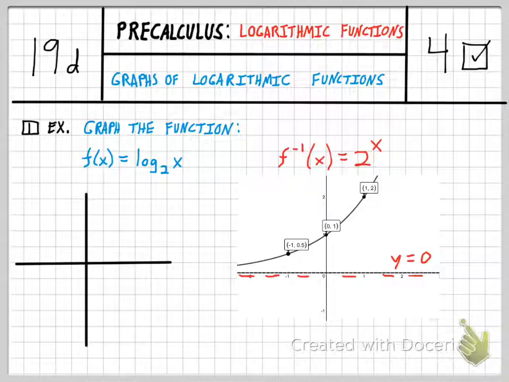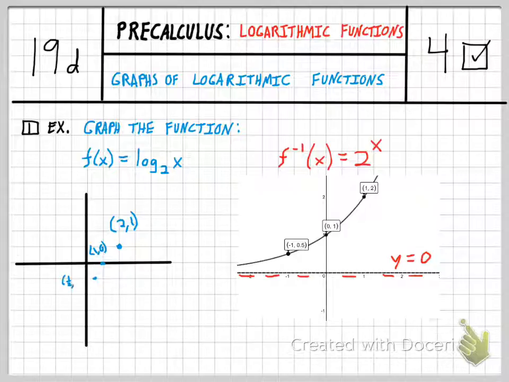So I'm going to take a few points over there. The point (1, 2) on the graph of 2 to the x is going to be changed into the point (2, 1) on the logarithmic graph. So this is going to be the point (2, 1). (0, 1) will become the point (1, 0). And then (-1, 1/2), when I do the inverse, is going to become the point (1/2, -1).